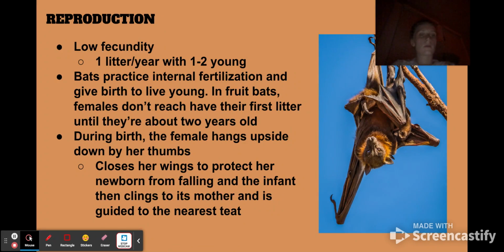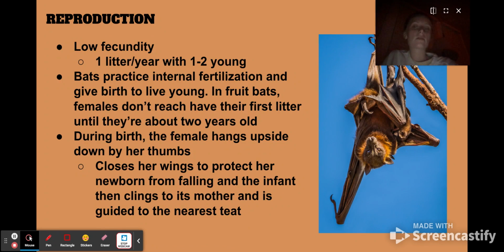So speaking about their reproduction, this is such a cute picture. You can see the little baby bat. They have a low fecundity. That pronunciation. They typically have one litter a year with only 1 to 2 young, which, compared to say rabbits or other mammals, is pretty low. They practice internal fertilization and they give birth to live young.